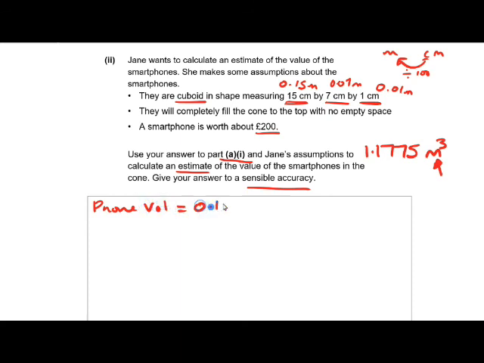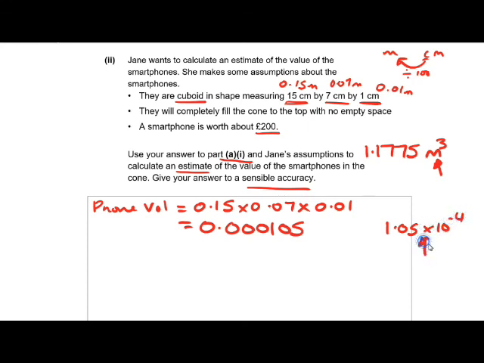is 0.15 times 0.07 times 0.01. And this is a very small number. And this is 0.0000105. Now some calculators show 1.05 times 10 to the minus 4. If your calculator is showing this, you need to change the format of your display. So ask your teacher.